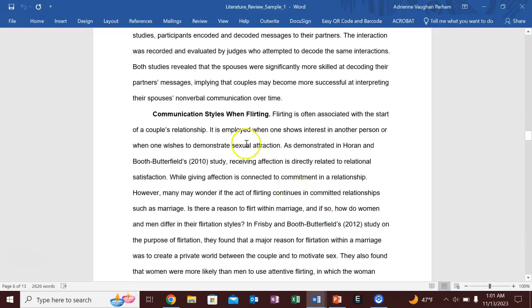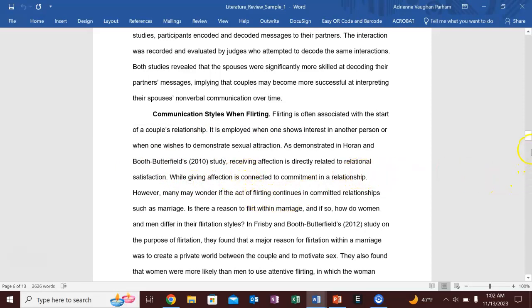Okay, here we are. We're just looking at different past studies. That is the focus of the literature review, reviewing the past literature. So here's another one that's talking about communication styles when flirting. It starts the topic off with the first statement in regards to flirting or what that means, then we're back into past research, talking about Booth-Butterfield's study that was done in 2010 and what that study was about.